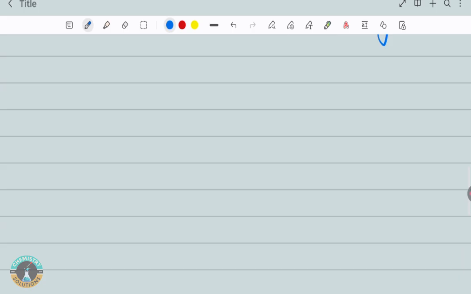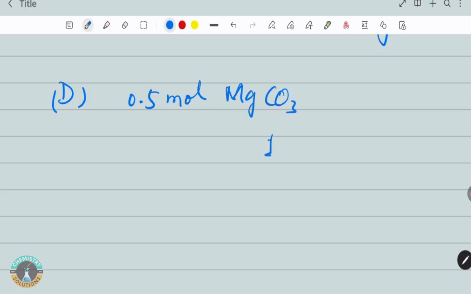Now move towards part 4, that one is D. For option D, 0.5 mole of magnesium carbonate. For 1 mole of magnesium carbonate, how many oxygen atoms do we have? We have 3 moles of oxygen atoms. For 0.5, how many moles of oxygen are there?